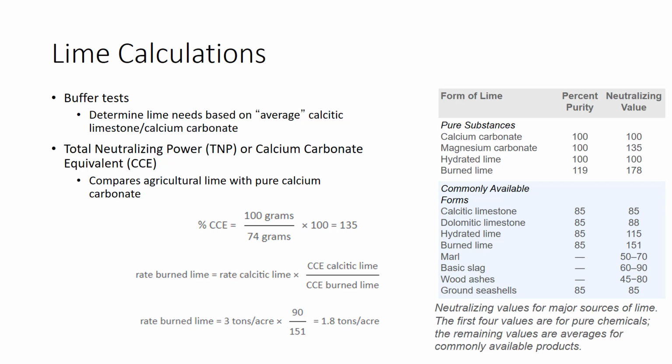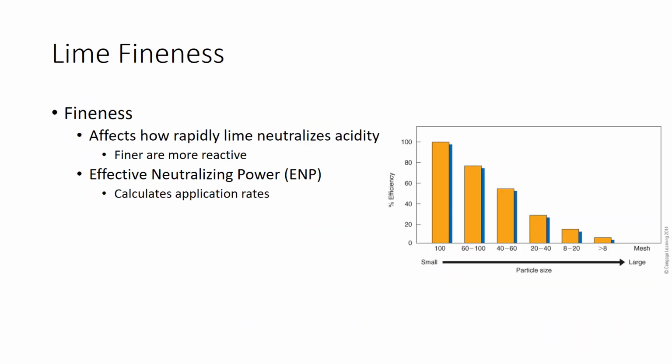The bottom problem shows how much burned lime with a neutralizing power of 150 would replace 3 tons per acre of the calcitic lime. These 2 factors, CCE and purity, are usually combined into a single factor labeled CCE or purity. The fineness of ground lime affects how rapidly lime acts.